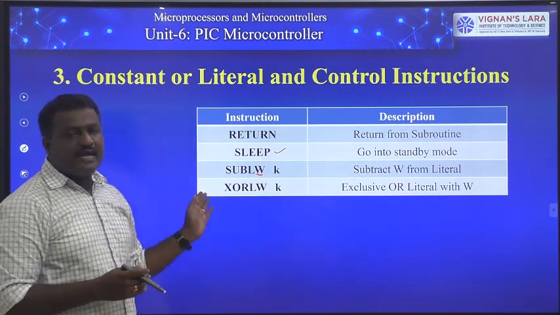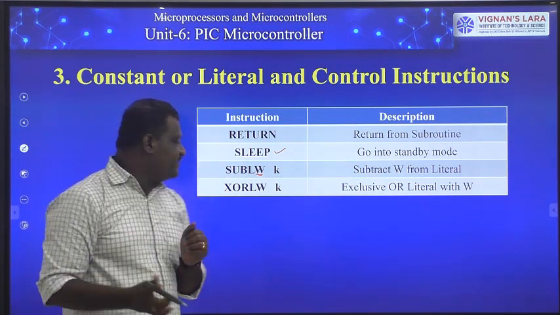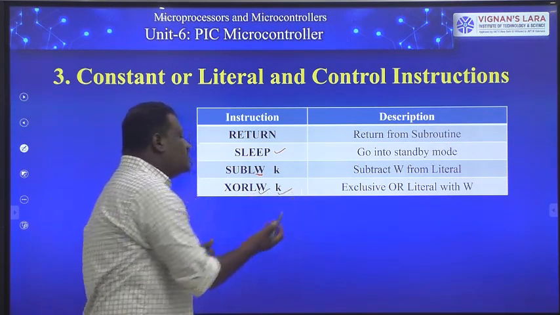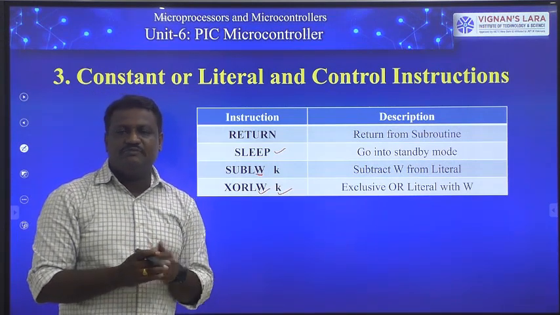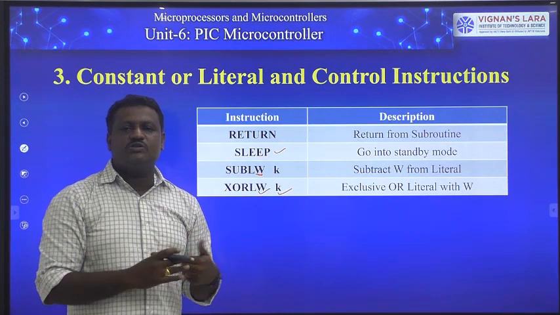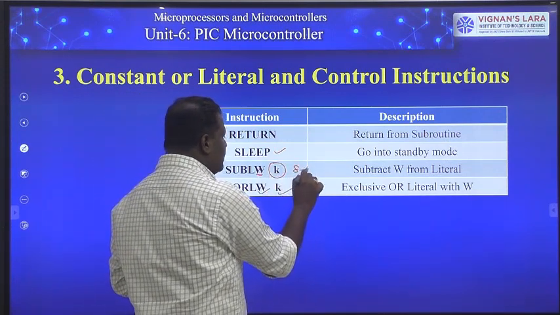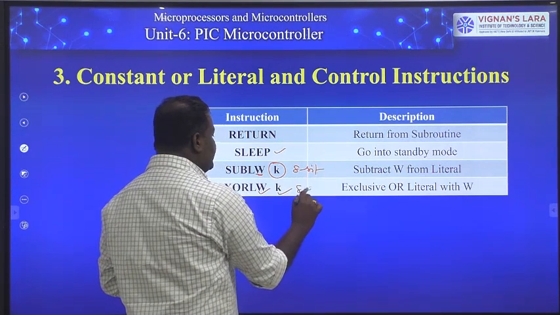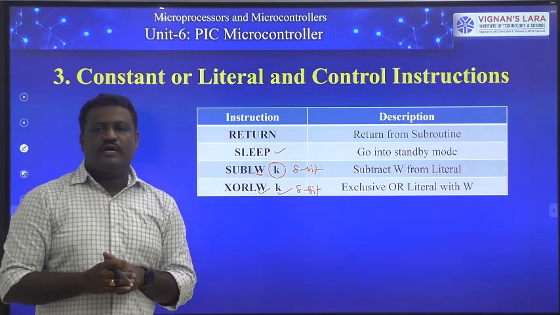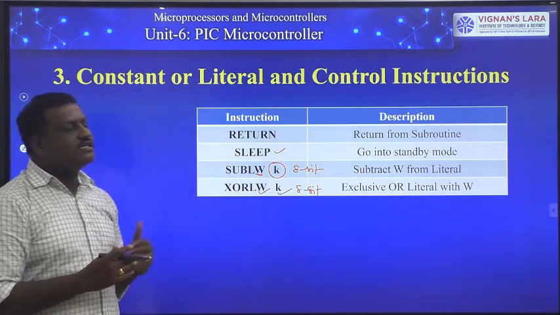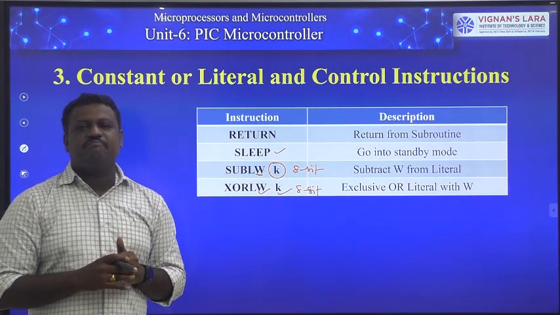And coming to the last, XORLW space K. That means do logical exclusive OR between working register W and a constant K. After completion of the exclusive OR operation between these two inputs, the result is stored in working register W. In these two cases, the K is an 8-bit immediate value, and here also K is an 8-bit immediate value. So I hope you understand. These are the instructions which are present in the instruction set of the PIC controller.